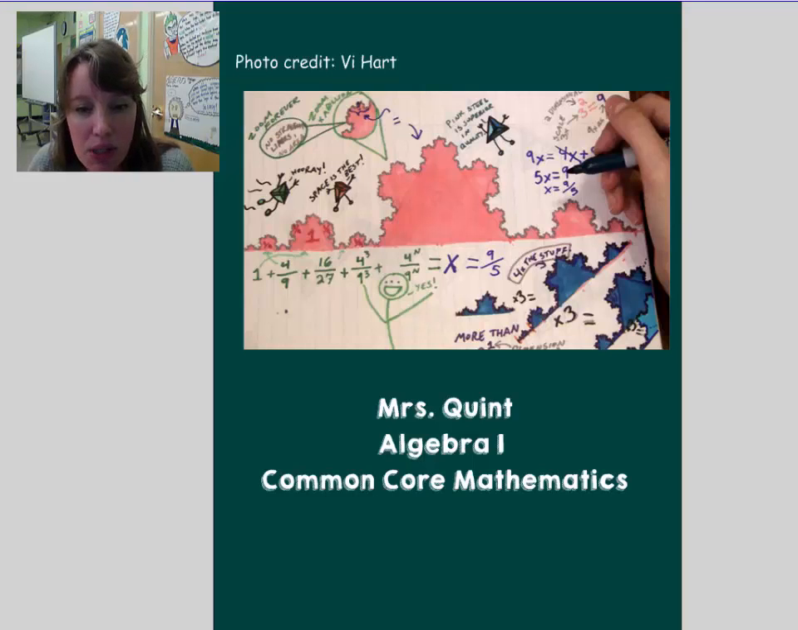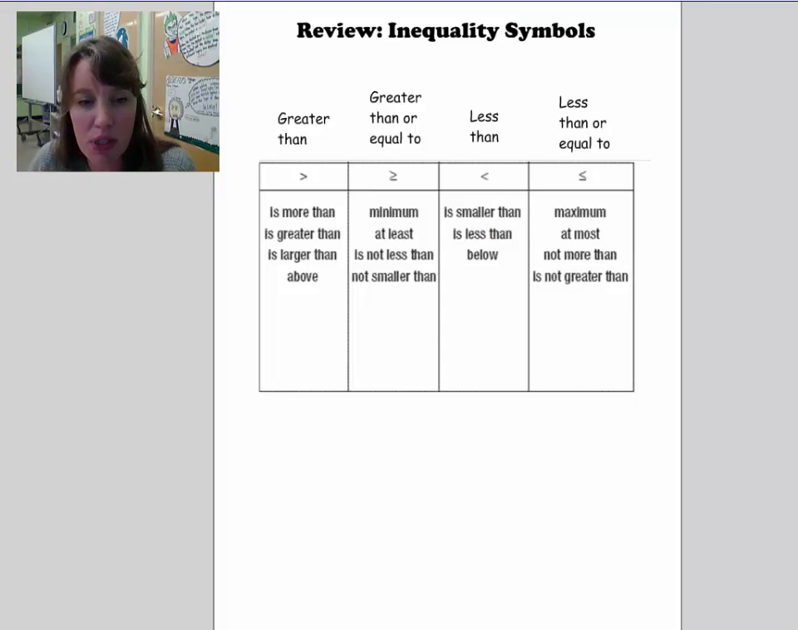Welcome back. Today we're going to talk about inequalities with one variable. And so the first thing I want to do is review the inequality symbols.